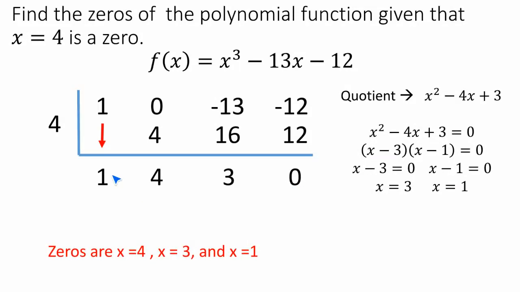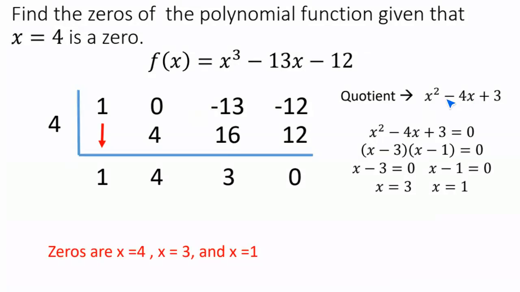we get our quotient. So here we have our 1, so that's going to be x squared. Our 4 is going to give us negative 4x. And then 3 is going to give us positive 3. So what happens is we went from a polynomial with degree 3, and we're breaking it down to something that's quadratic, because once it's quadratic, then we can apply factoring or the quadratic formula.